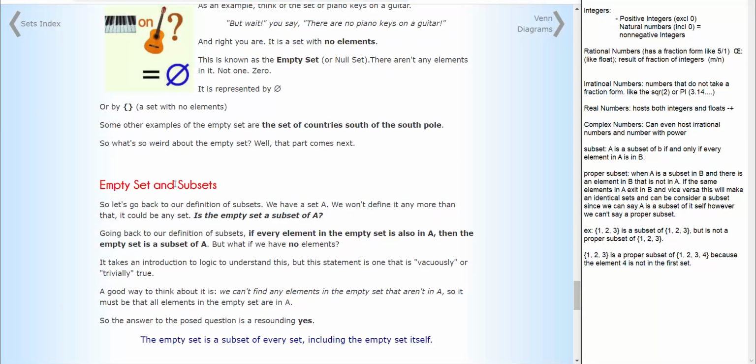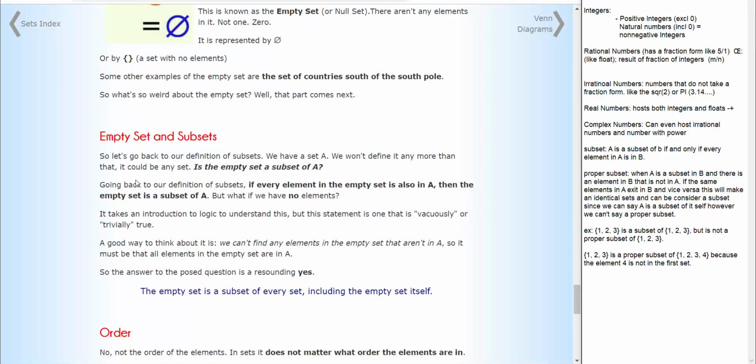I like this. Now this is another interesting bit. So let's go back to our definition of subsets. We have a set A. We don't define it any more than that. It's just a set. It could be any set. Is the empty set a subset of A? Going back to our definition of subsets, if every element in the empty set is also in A, then the empty set is a subset of A.